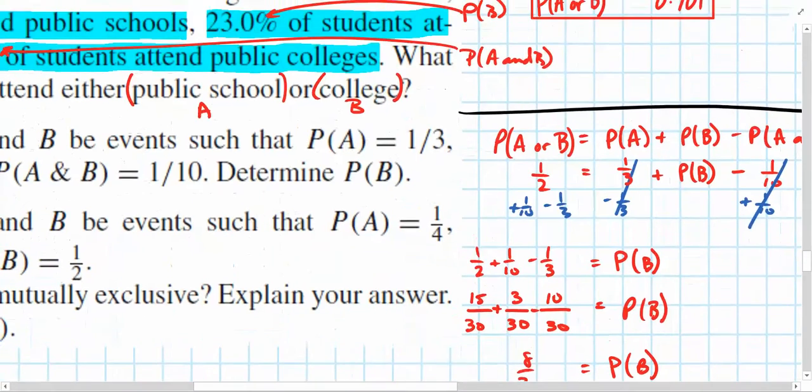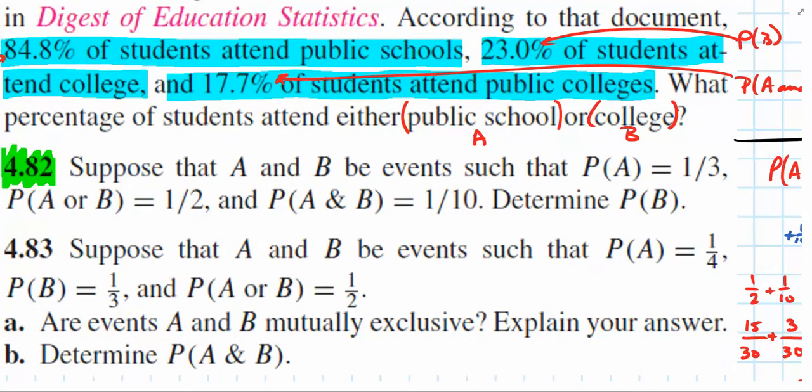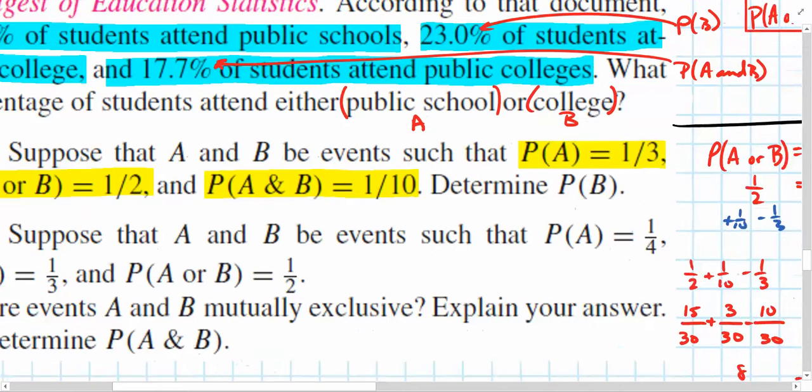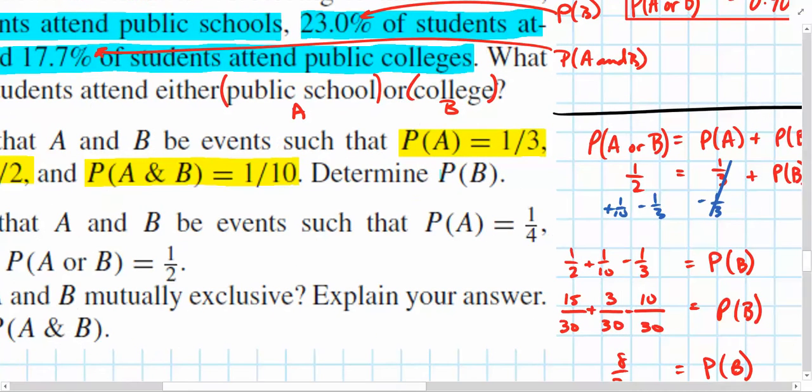So given these three pieces of information, that the probability of A was 1/3 or 1 out of 3, probability of A or B happening was 1/2, and the probability of A and B happening together was 1/10, we were able to successfully identify the probability of B by itself.